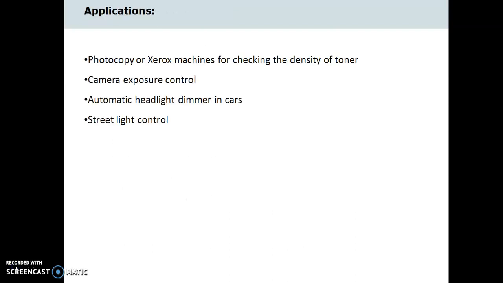There are so many applications of LDR. It can be used in camera exposure control, photocopy, that is Xerox machines, for checking the density of the toner. Also it is used in the automatic headlight dimmer in cars. Also it can be used in night light control and street light control. Thus the LDR is an optical sensor which works on the principle of photoconductive effect and its resistance decreases with the increase in the intensity of light.